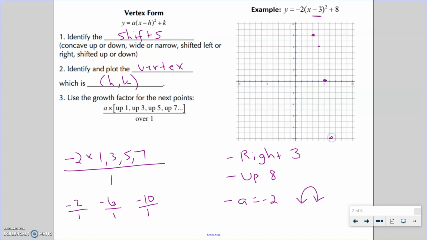Remember, if you don't have graphing paper, you can probably find graphing applications online, or just do the best you can on a piece of notebook paper, because I know it's not going to be perfect. And don't forget to connect your quadratic, make it look as much like a U as possible.